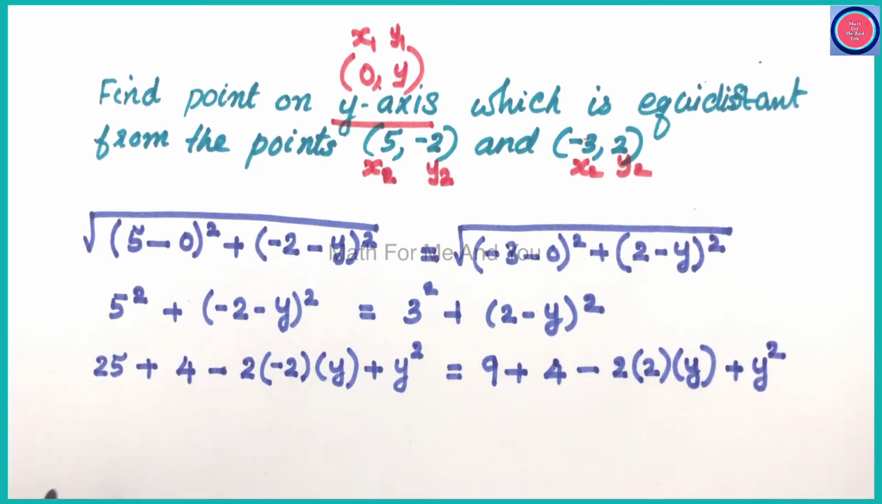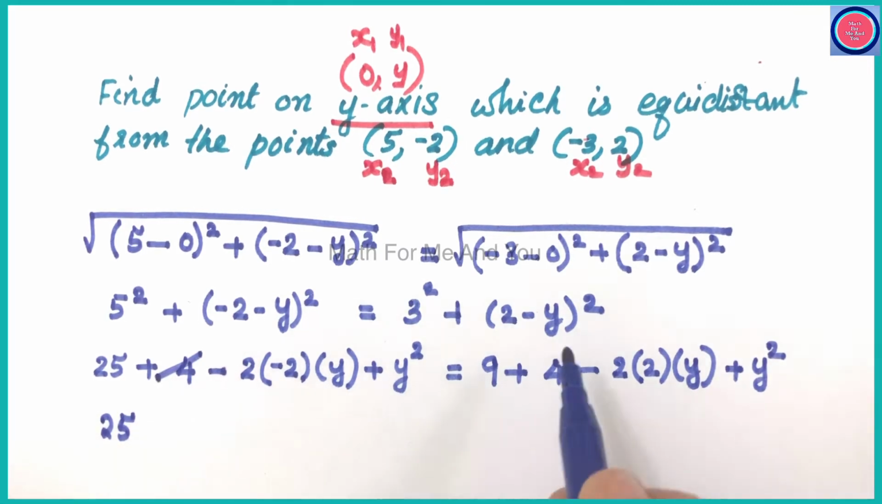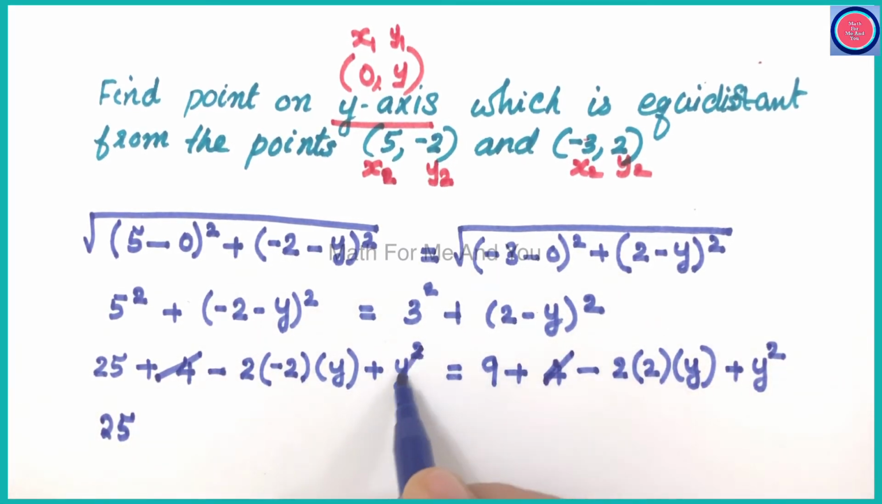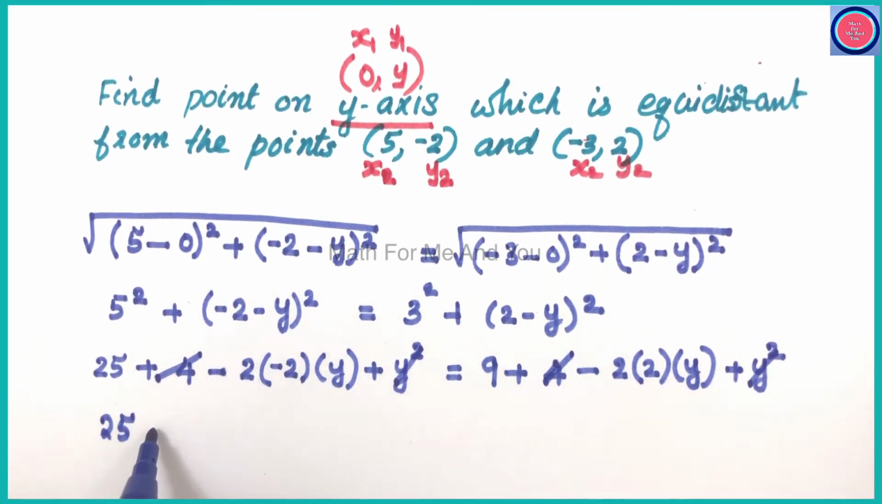Then some terms on the left side and right side we could cancel because they are the same terms. 25 we write as it is. Then plus 4 on both sides we could cancel. After that we can see y square also on both sides, plus y square we could cancel. Then the remaining terms are, minus times minus, plus 4y on the left side, 25 plus 4y. What is on the right side? 9 minus 4y.